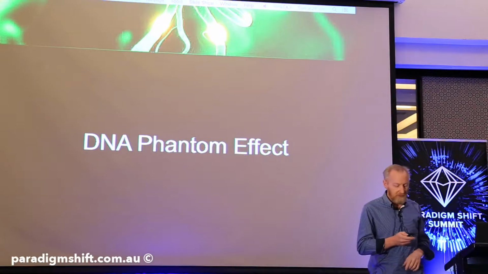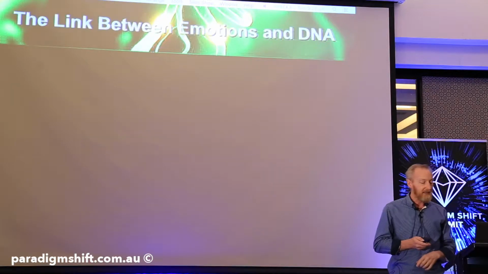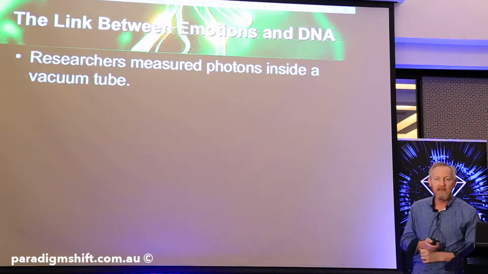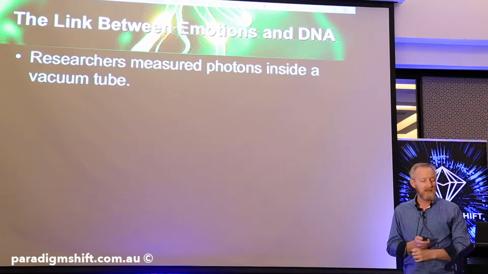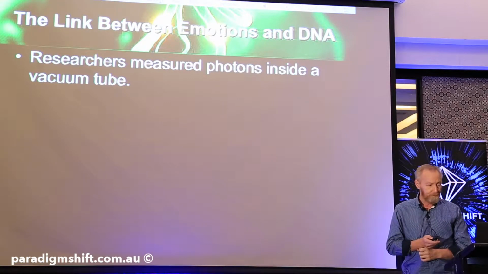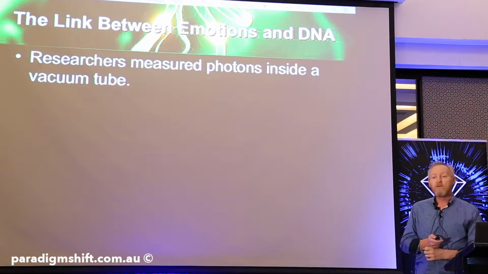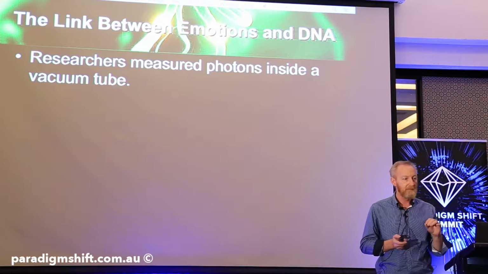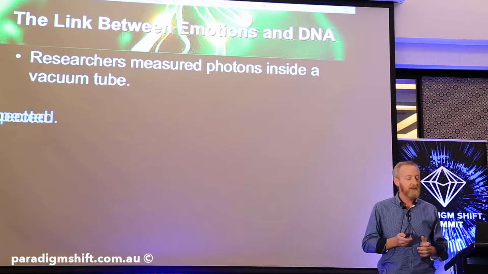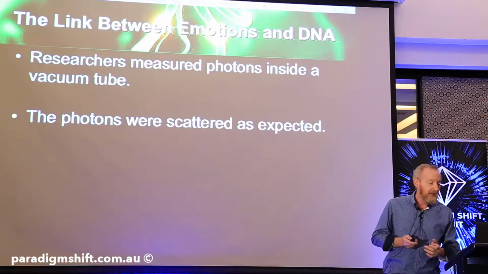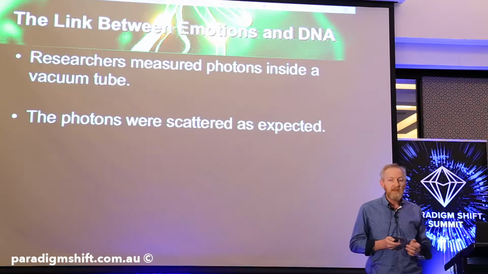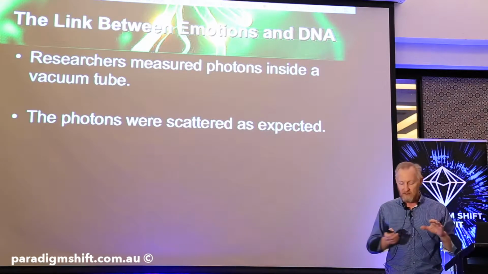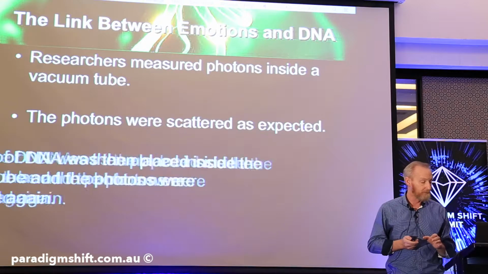So now we've got a thing called the DNA effect. And the DNA effect is an experiment that was done by the Russians way back, late 80s, maybe early 90s. And what they did is they got some photons. Photons are just packets of light. Light travels in photons, okay? And they put them into a vacuum tube. And as expected, when they tested where the photons were in the vacuum tube, they were just all over the place, right? Like a dog's breakfast, they were everywhere.